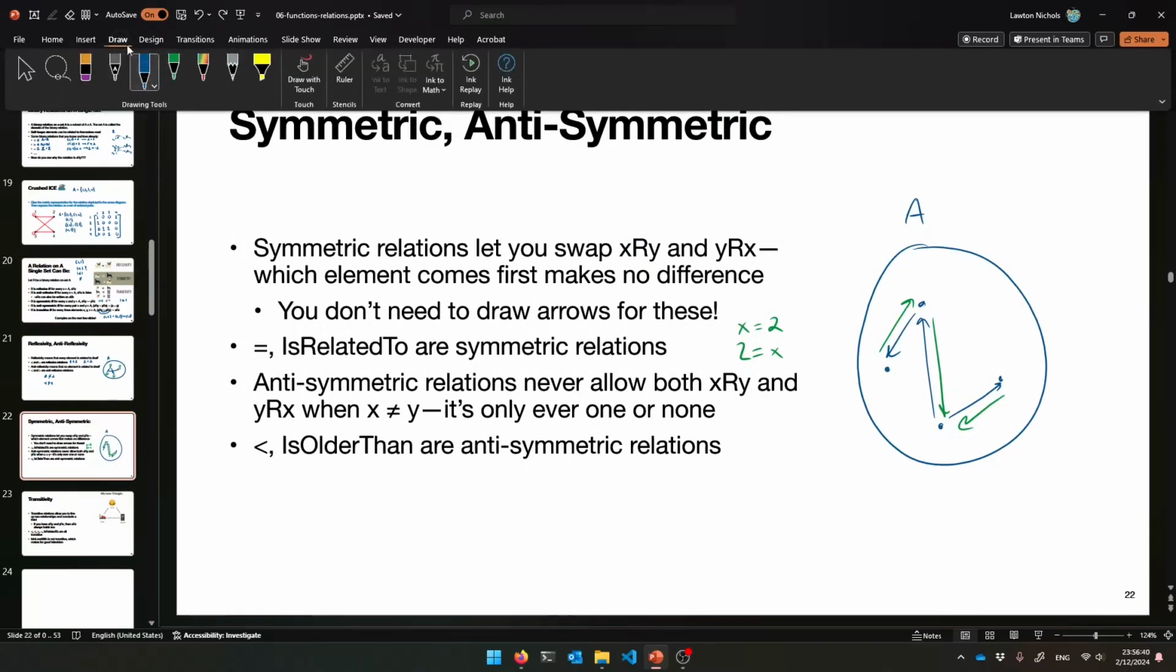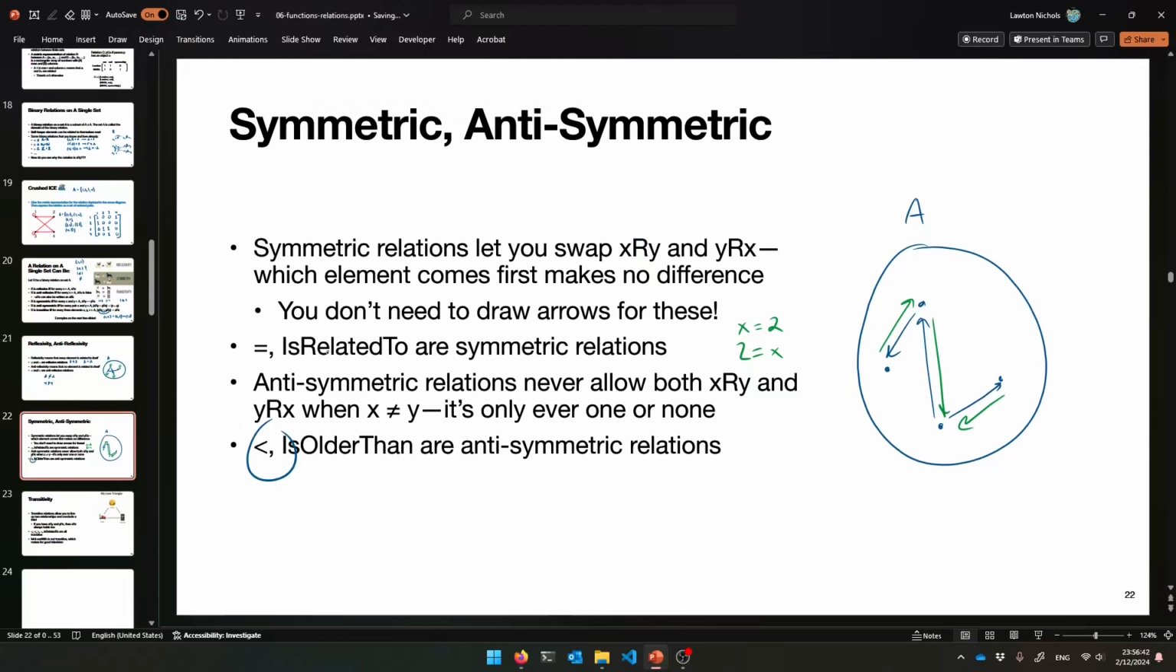So less than, for example, is an anti-symmetric relation because 2 is less than 3. You can never swap it and have it be true, right? 2 is less than 3. It's never true that 3 is less than 2. You can't swap it. 2 is less than 3 if and only if it's not true that 3 is less than 2. They're anti-symmetric. Once you have one, you cannot have the other. See that? That's what's going on there.